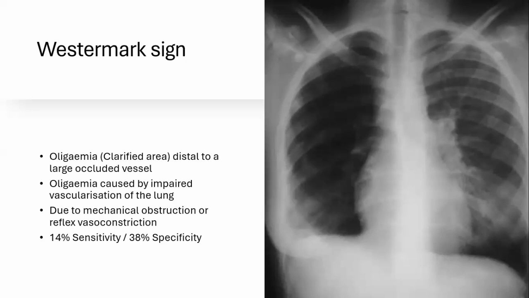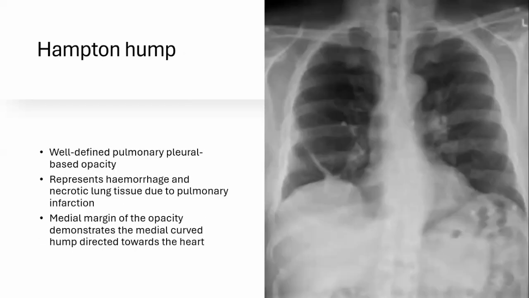So yeah. Then the Hampton hump. So if you look at your X-ray here, where my marker is, you'll see there's a well-defined pleural-based opacity, and this actually represents hemorrhage and necrotic lung tissue. So it's this medial margin of opacity with a medial curve that's directed to the heart that they describe as the Hampton hump.